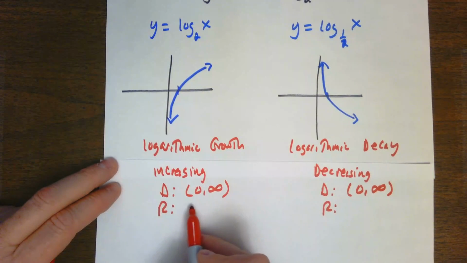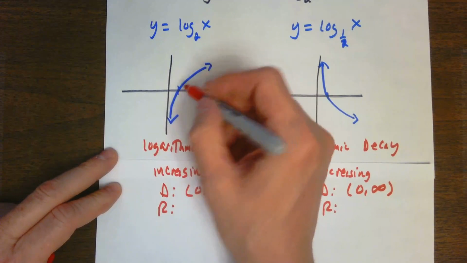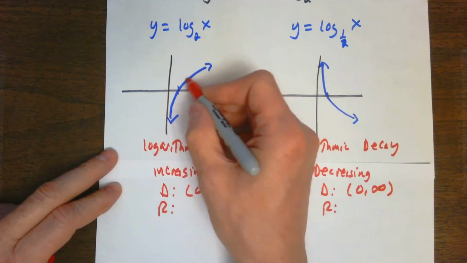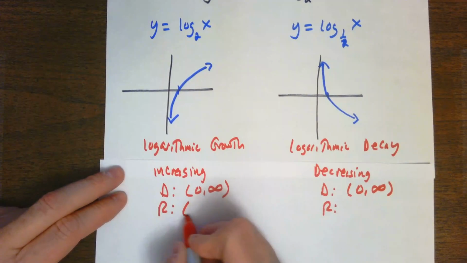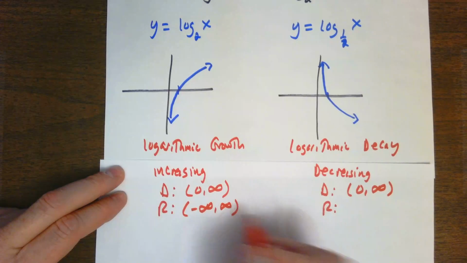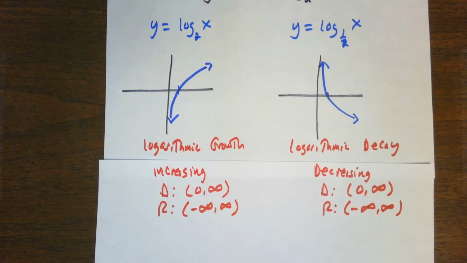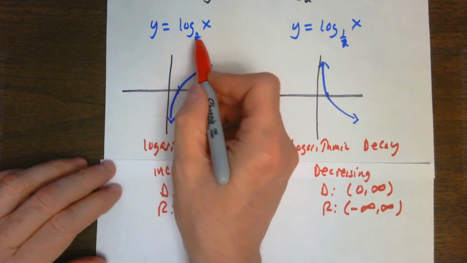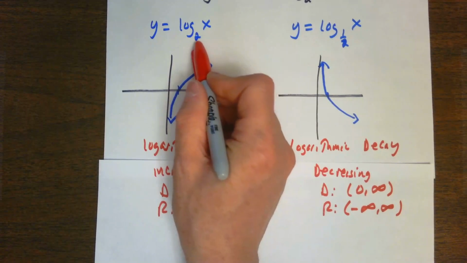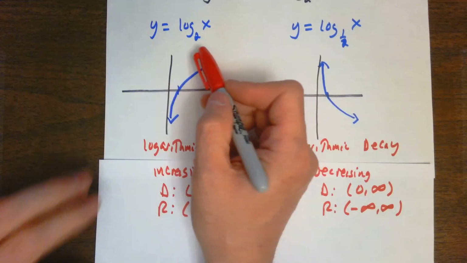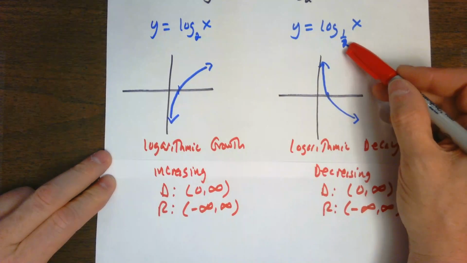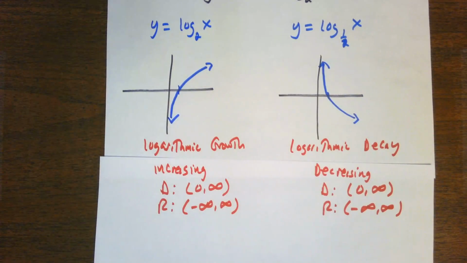Now the range, the y values, I can get anything you want here for the y values. The y values are negative, they're positive, and they're 0. So the y values can be all real numbers. Same thing over here. So the properties here, logarithmic growth, logarithmic decay, and it's really all about this growth factor here, this growth rate here. If it's bigger than 1, I'm going to have logarithmic growth. And if it's less than 1 but bigger than 0, I'm going to have logarithmic decay.